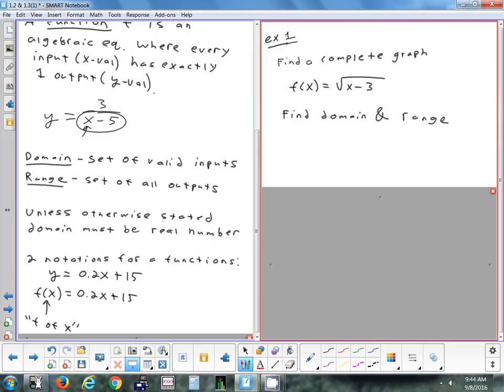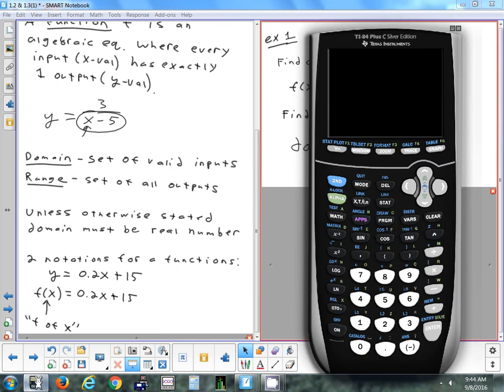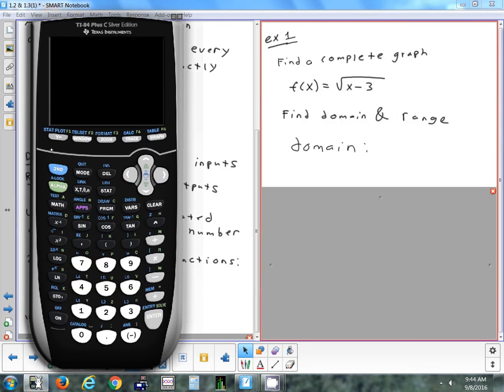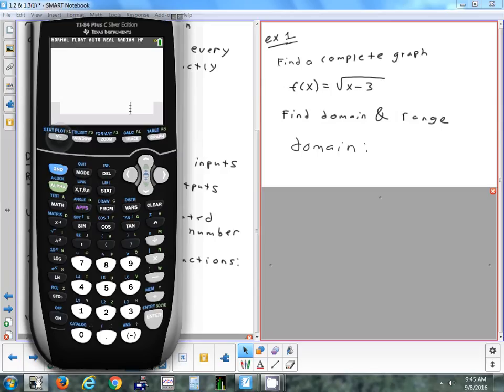Okay, so the first example is pretty similar to what we've been doing, finding a complete graph, but I also want to know the domain and the range. Anybody have what's on the left? Okay. So I'm going to just change this to square root of x minus 3.